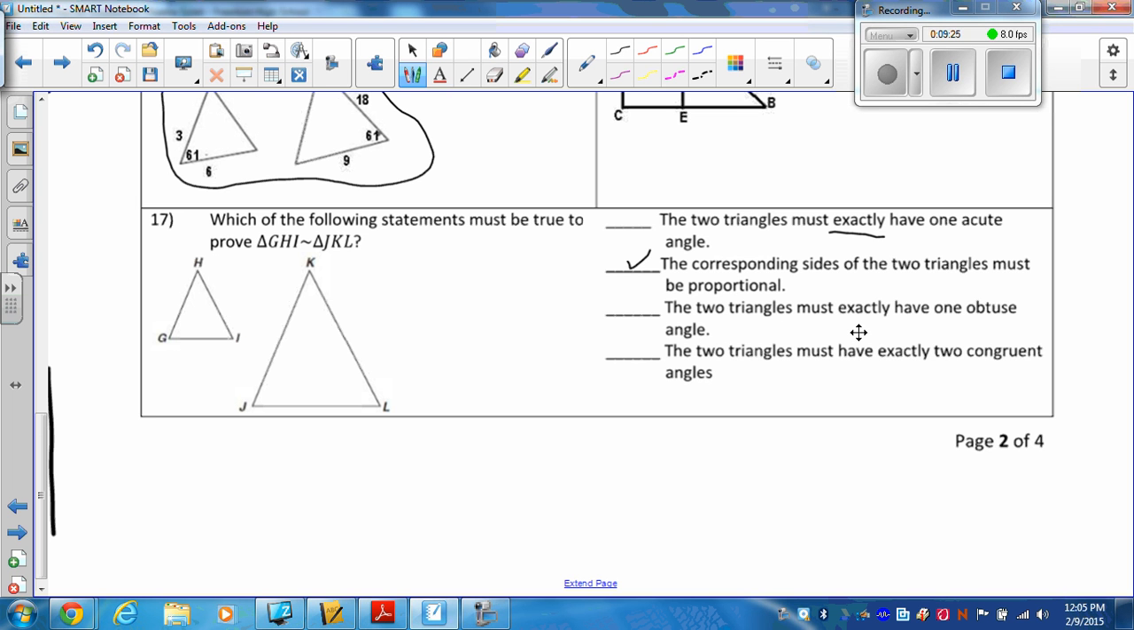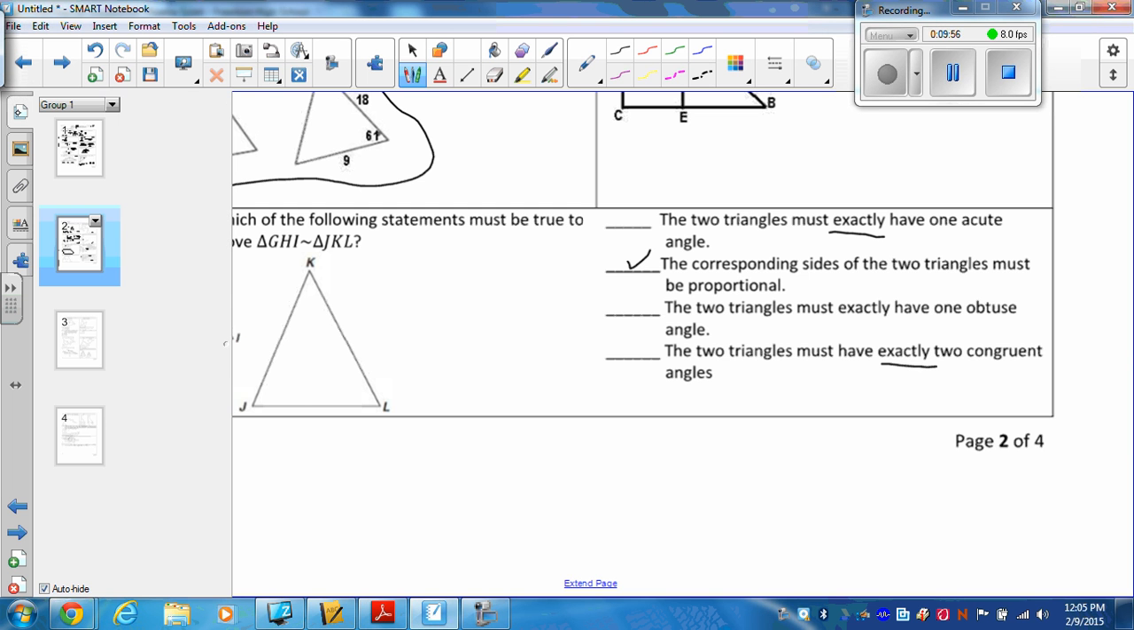Two triangles must have exactly one obtuse angle. No, they don't have to be obtuse or acute in order to be similar. Two triangles must have exactly two congruent angles. The word exactly is the problem, because what about the third one? Exactly means that they have only two, no more, no less. So that one would be a problem. So 17 is going to be that second statement.